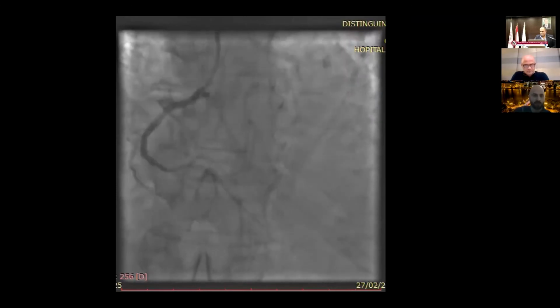I like scoring balloons very much. Open up the lesion, stent it quickly, and move out of there as fast as you can. And get the patient to ICU, where he can probably be kept for after revascularization.